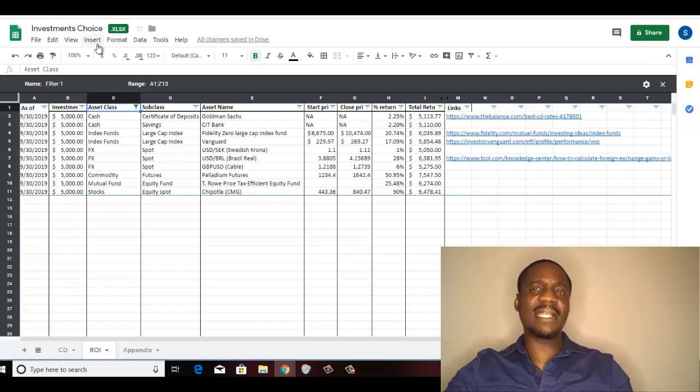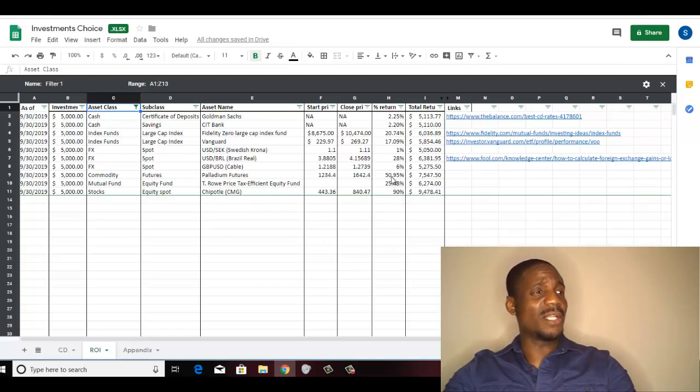So we've looked at all these asset classes and we can see that there are some pretty decent returns. We looked at cash, index funds, FX, commodity, mutual funds, and stocks. The highest returns we got were from individual stocks. We're talking Chipotle would have given you a 90% return on your money. That's an extra $4,000 if you invested $5,000. Palladium futures was pretty good this year. Index funds are always a safe bet for you.